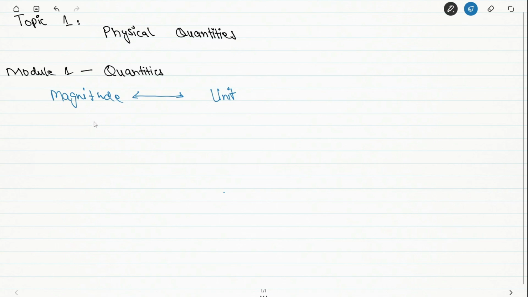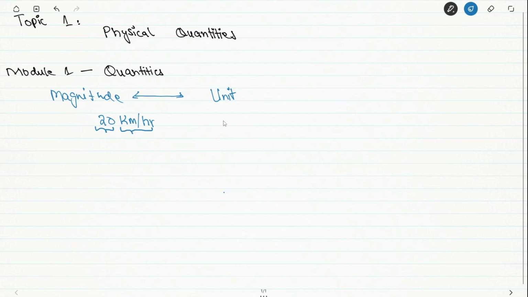So the speed is like you are driving a car and the speed is 20 kilometer per hour. So here the 20 becomes the magnitude of the quantity, and kilometer per hour describes the unit.